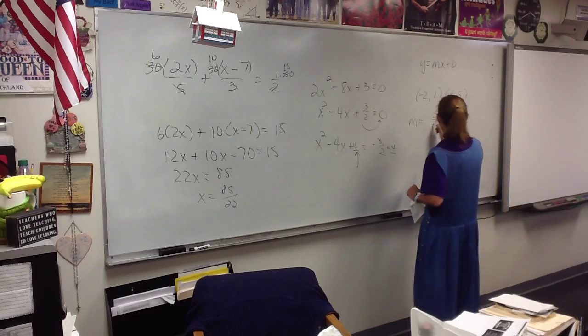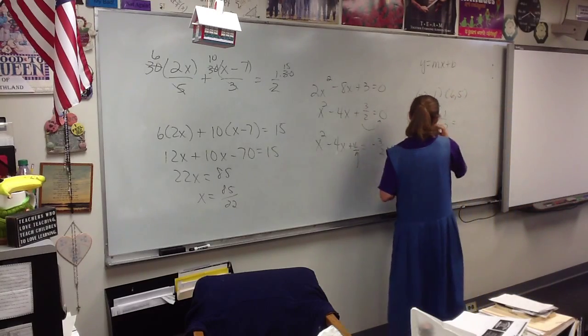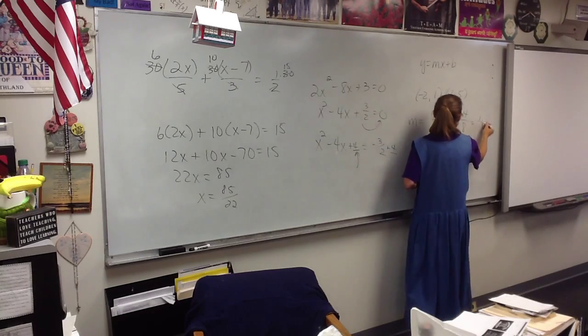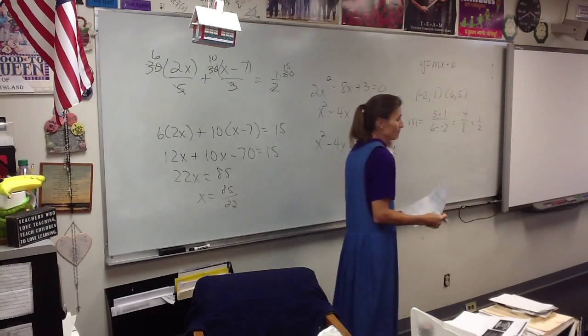5 minus 1 over 6 minus negative 2. 5 minus 1 is 4. 6 minus negative 2 is 8. Our slope is 1/2.